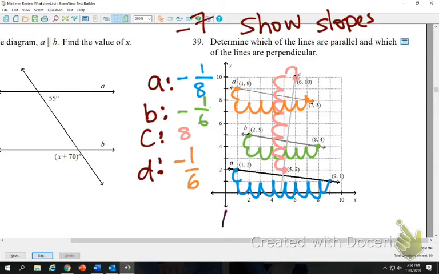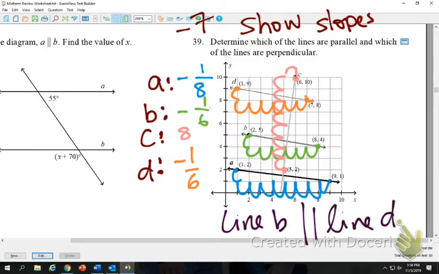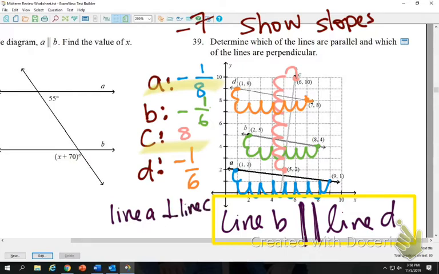So from here, we're going to decide which lines are parallel. Parallel have the same slope. So you're going to say line B is parallel to line D. Make sure you have the symbol for parallel and then the word lines. So those are the parallel. Perpendicular, there's only one set of perpendicular, and that would be A and C. So line A is perpendicular to line C. The reason being, they're the opposite sign. 8 is positive, negative 1/8 is negative, and then they're the reciprocal of each other.